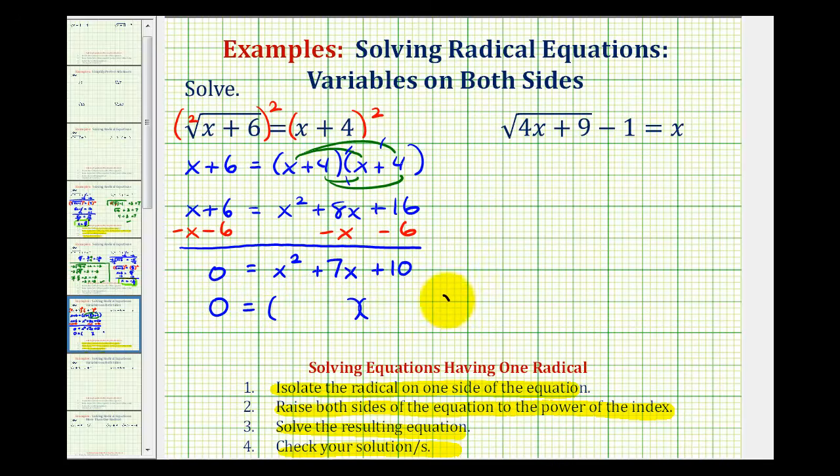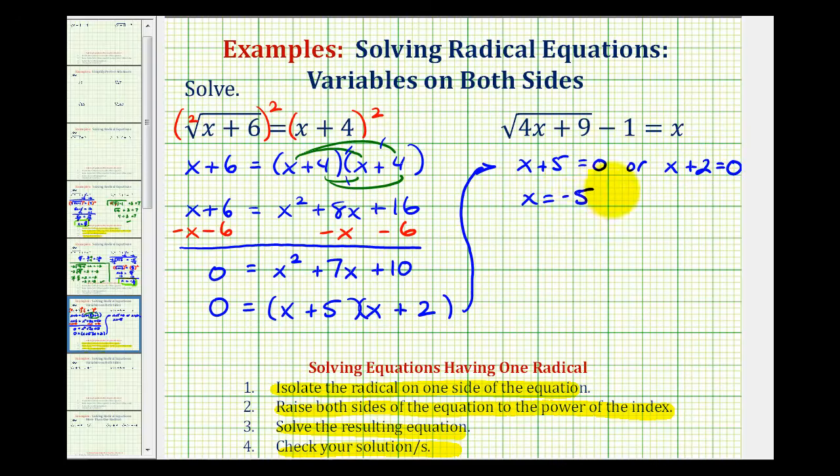This will factor into 2 binomial factors, where the first terms will be the factors of x squared, which will be x and x. And now we want the factors of positive 10 that add to positive 7, which would be 5 and 2, so we'll have x plus 5 and x plus 2. So this product will be 0 when x plus 5 equals 0, or x plus 2 equals 0. So we have x equals negative 5, or x equals negative 2. And now to check these, we'll sub them back into the original equation to make sure they actually work.